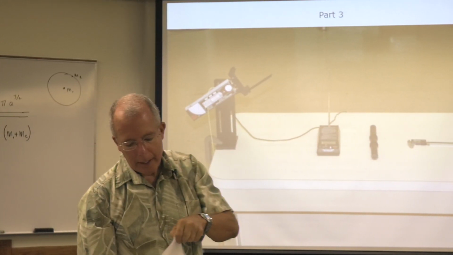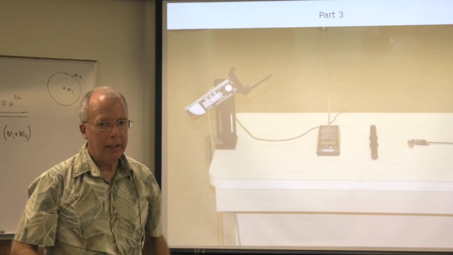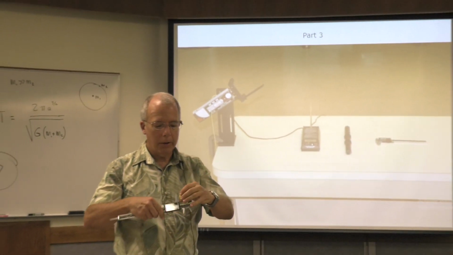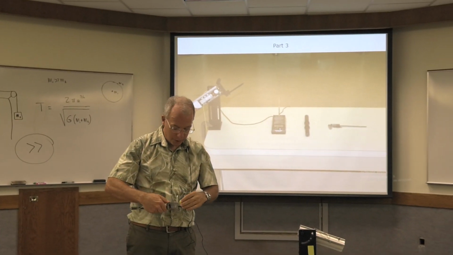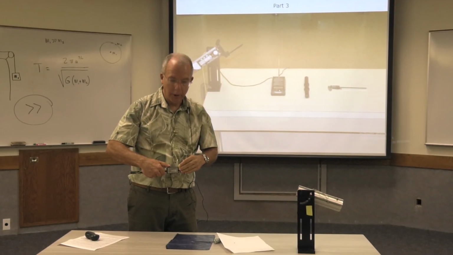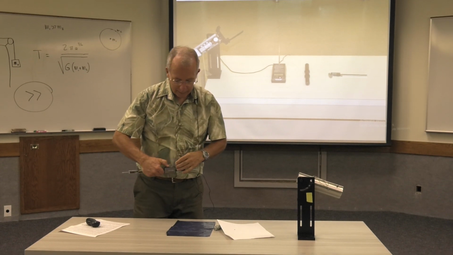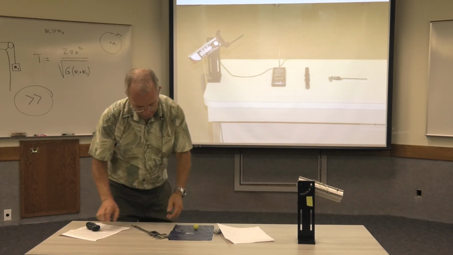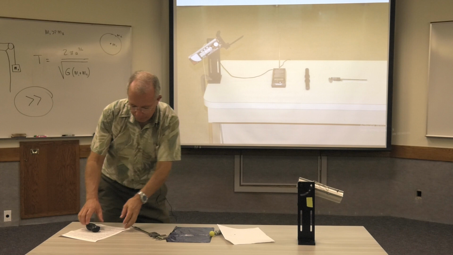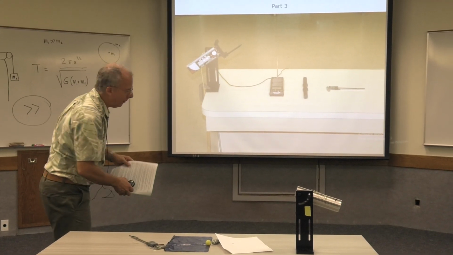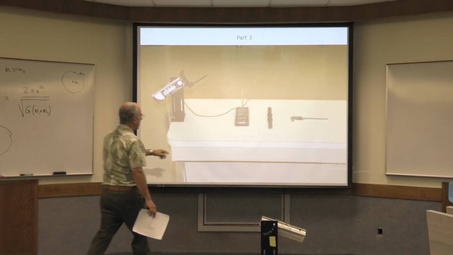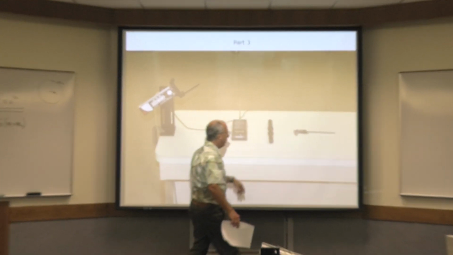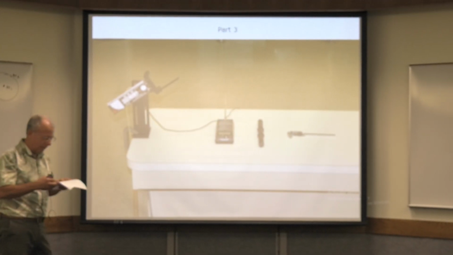So what we need for part 3 is the diameter of the ball. You just put it in here, and you just measure it. And you can get really, really great accuracy. It's 1 inch, 2.54 centimeters. Okay, so we use the caliper to measure the diameter of the ball.